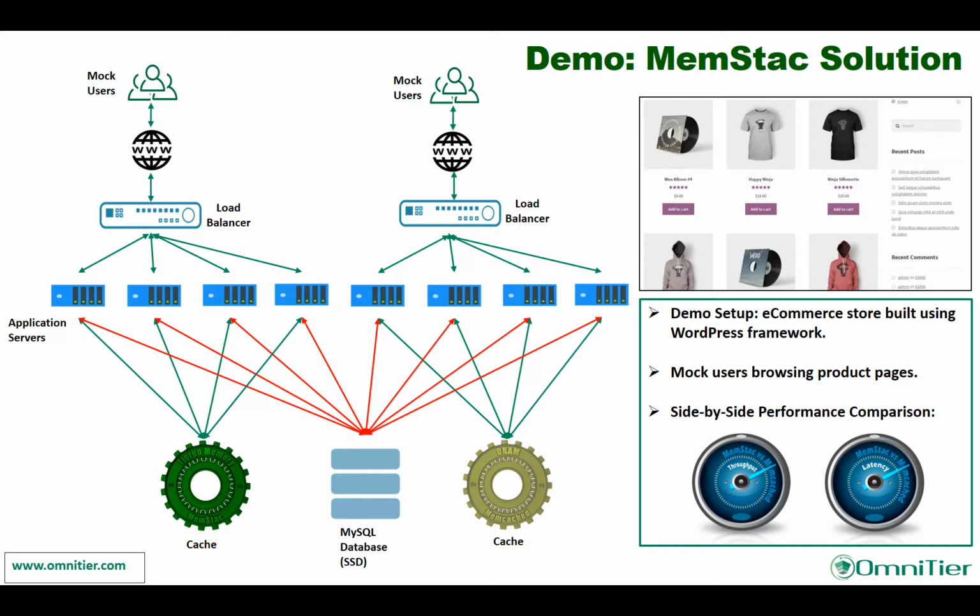For this side-by-side demo, half of the setup is powered by a DRAM-only solution, and the other half is powered by MemStac. And for this demo, 100% of the backend database information is resident in the cache. For this apples-to-apples comparison between a DRAM-only solution and our solution, we have actually crippled MemStac to run at a lower capacity.